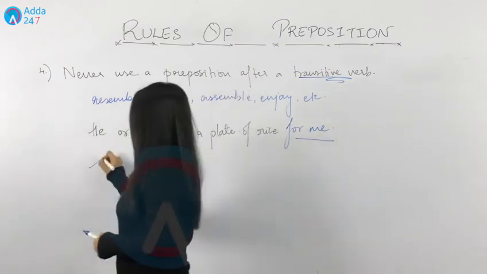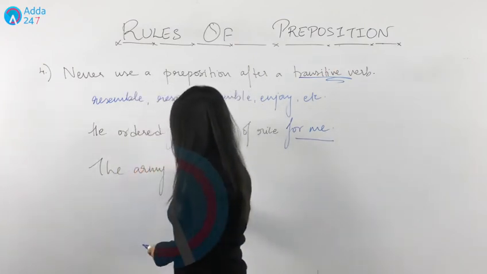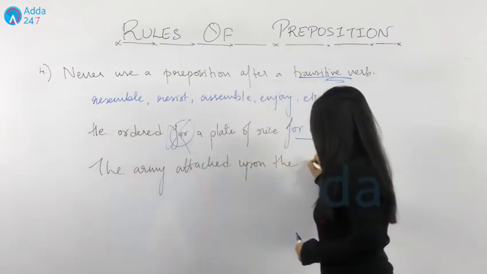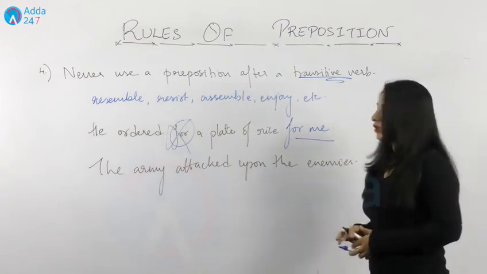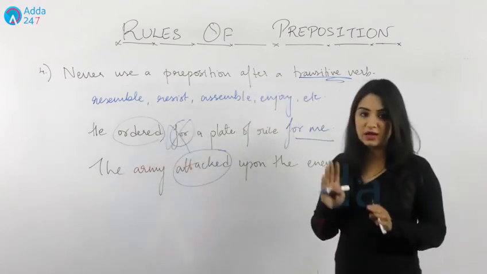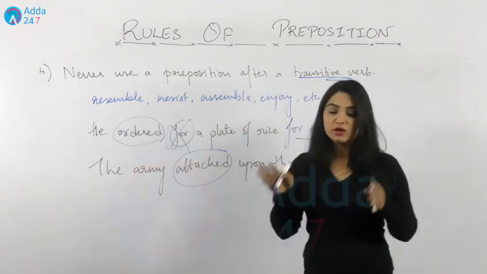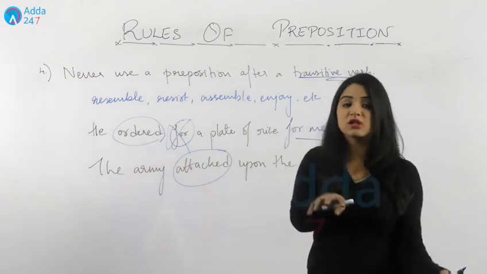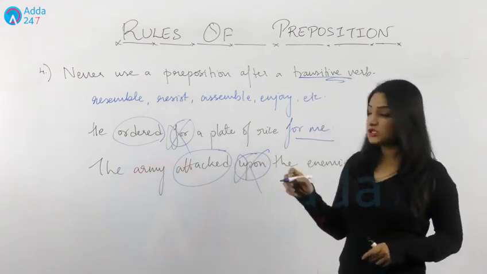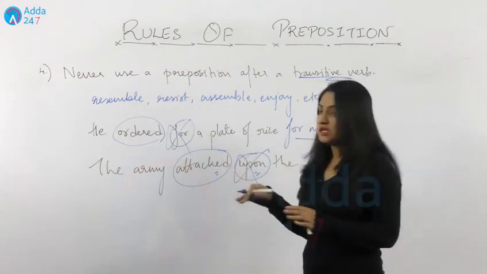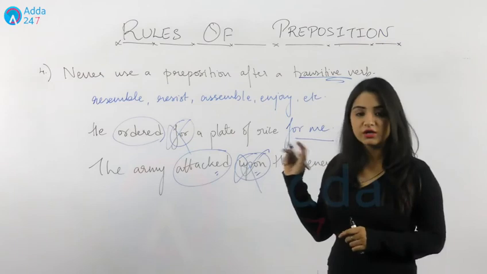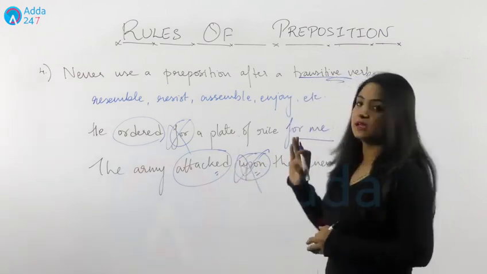Similarly, if I write this sentence, the army attacked upon the enemies. Now here you can see that we have placed attacked and ordered. Both are transitive verbs. Now attack means that you attack someone, isn't it? So is there a need of this word upon? There is no requirement. Why? Because if you use upon here, the similar meaning is conveyed by attacked also. So there is no requirement of upon here. So the correct sentence is, the army attacked the enemies.